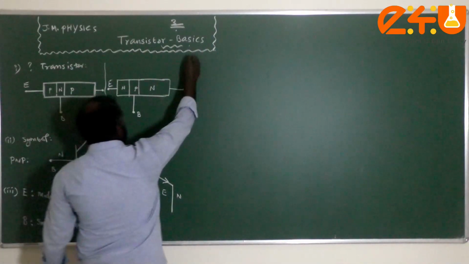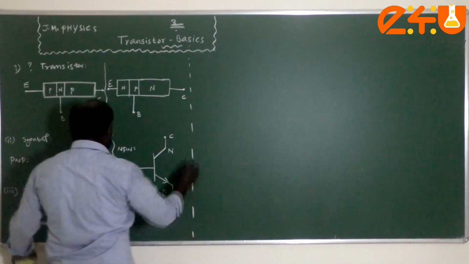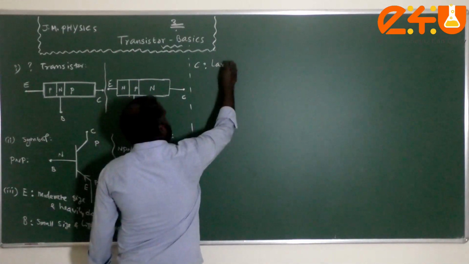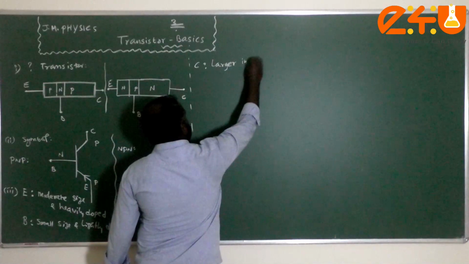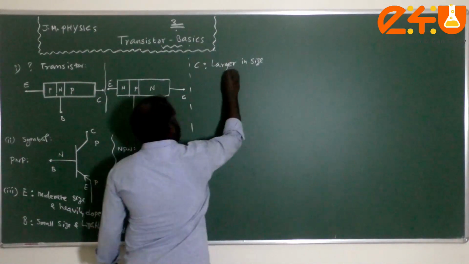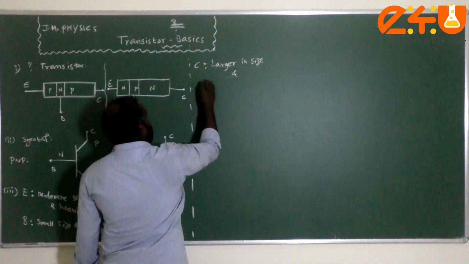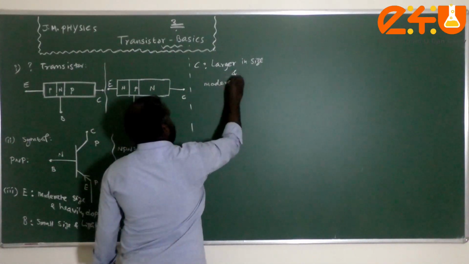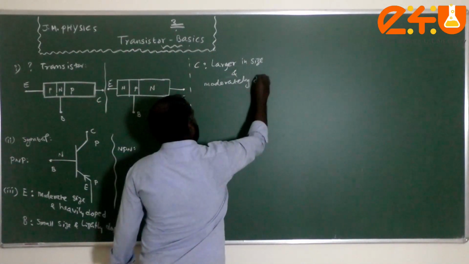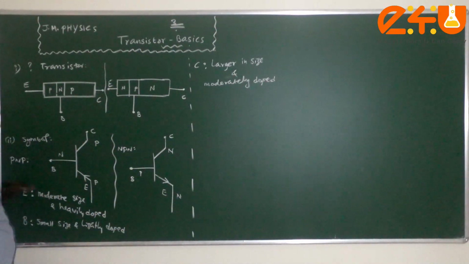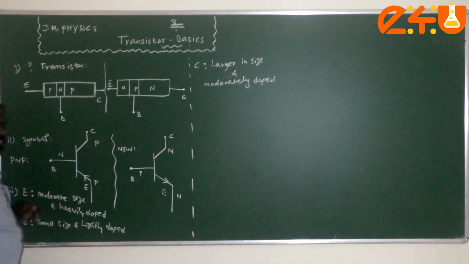The third region is the collector, C. It is larger in size and moderately doped. Why? The emitter is heavily doped because it acts as the supply source of majority carriers.